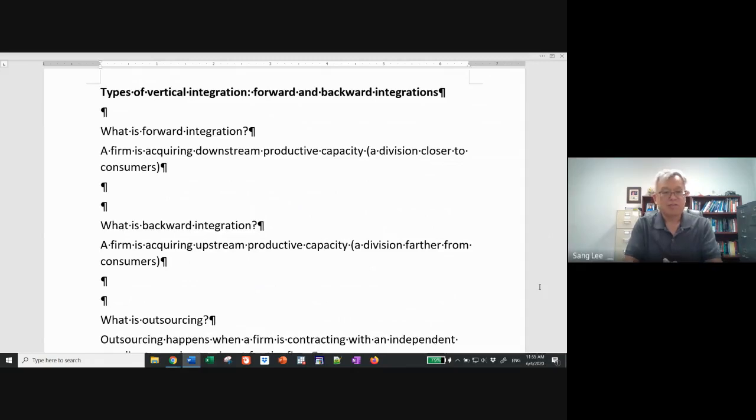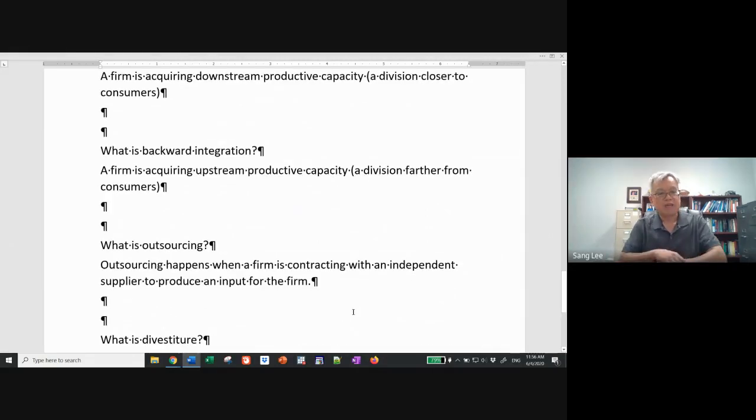Now, can you think of some backward integration examples? For example, if Dell acquires a computer chip manufacturer like Intel, then Dell's supply chain is expanding upstream, towards the acquisition of raw materials, moving farther from the end users, the consumers. So that will be an example of backward integration. Okay. All right.